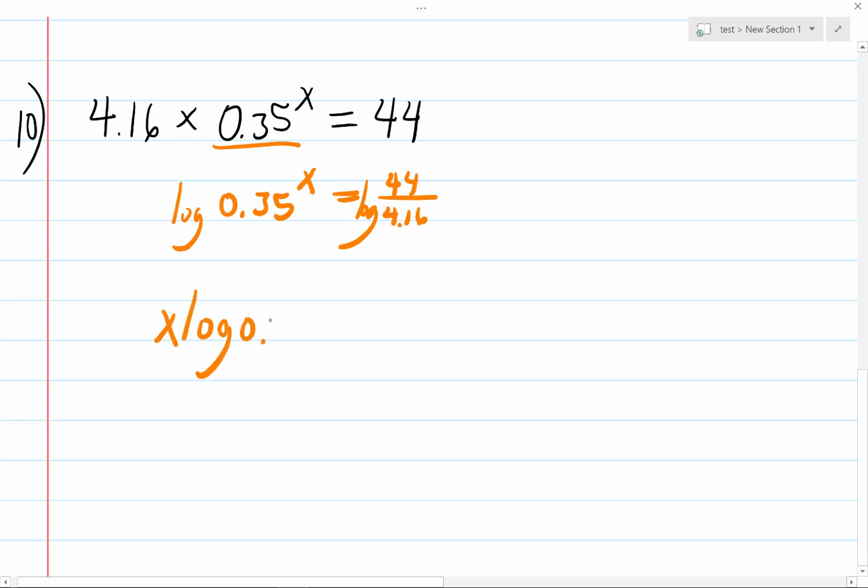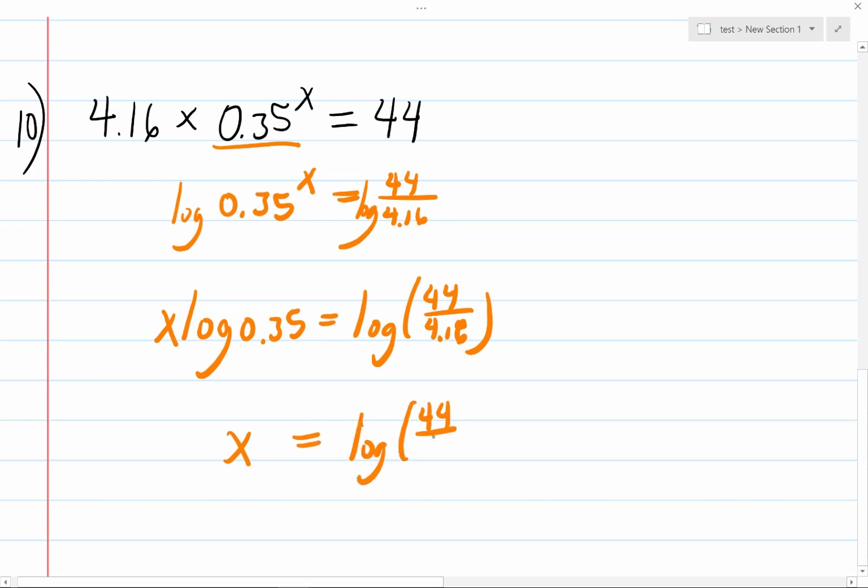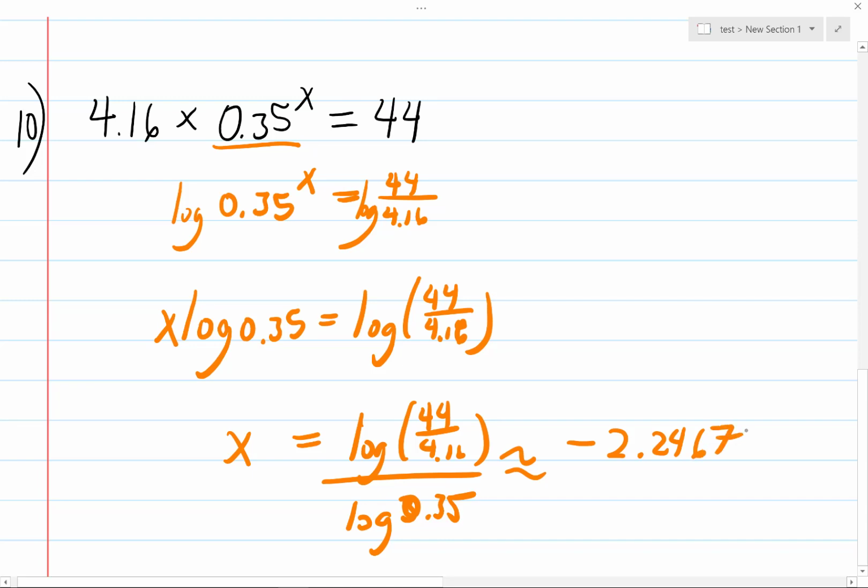So x log 0.35 equals the log of 44 divided by 4.16. And now I can just undo this multiplication. X is being multiplied by whatever the log of 0.35 is, so I divide by whatever the log of 0.35 is. And then you can just punch this mess in on your calculator. So this isn't an exact answer. The only thing you'd want to do is maybe simplify that. But if they just want a decimal, it's just negative 2.2467 something. I didn't see how many decimals they want, but that's it.